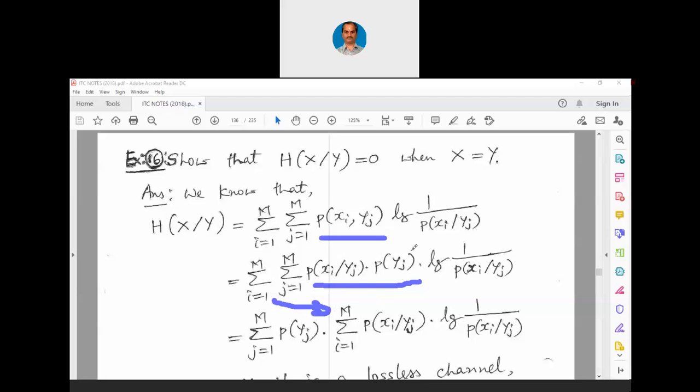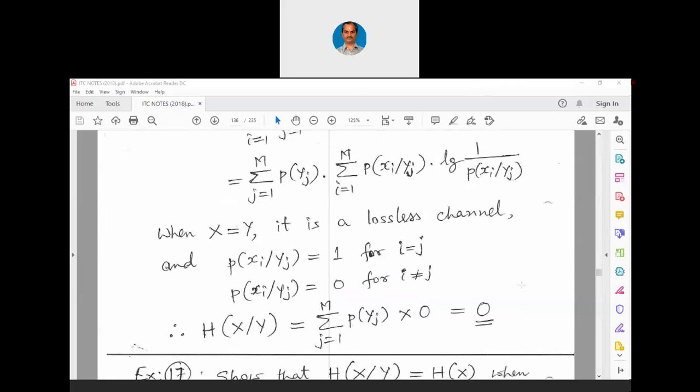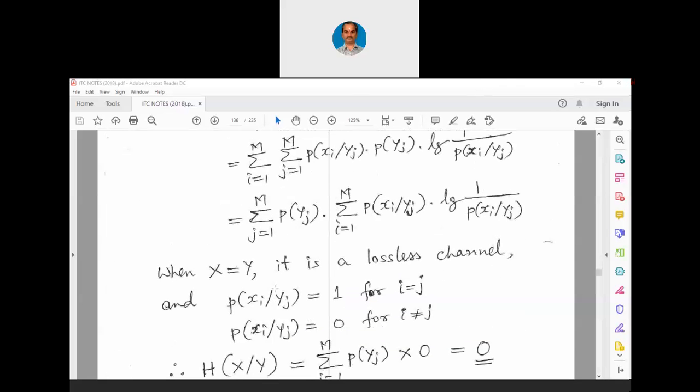And this p of yj along with that summation of j equals 1 to m, that we can bring to this side, because this is with respect to the receiver itself. That way we can move the summation to the right side by putting p of yj into that summation function. Now using this, when x equals y, it is a lossless channel, right? When x equals y, it is a lossless channel.